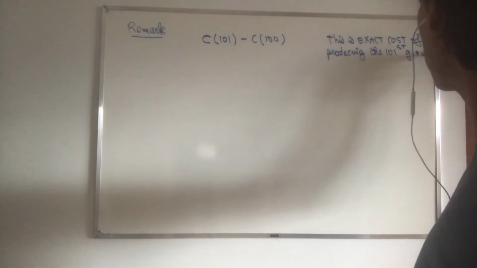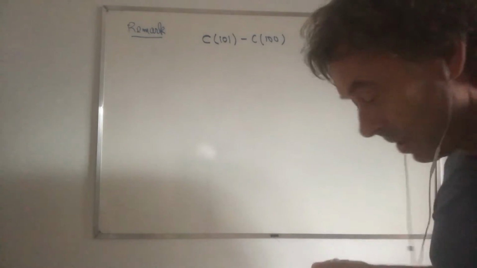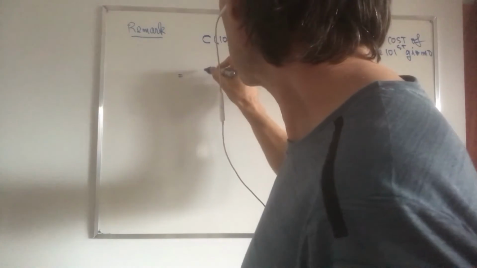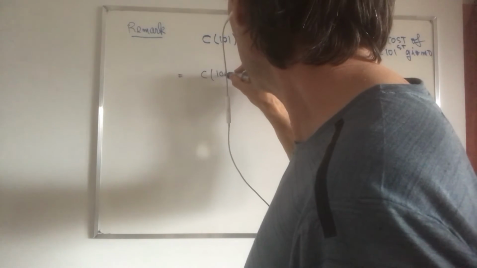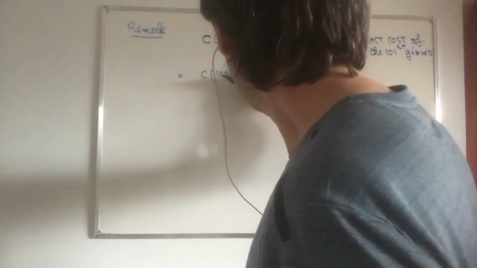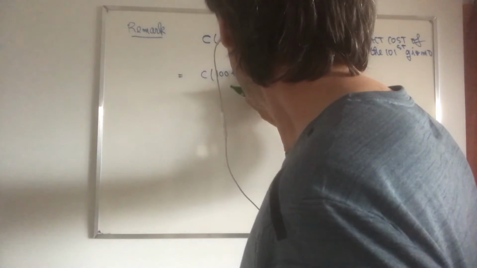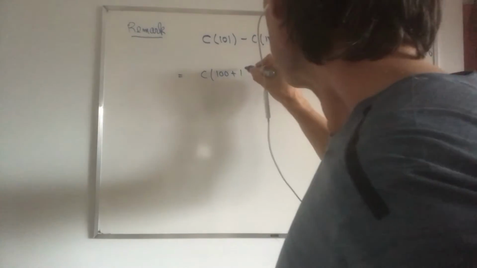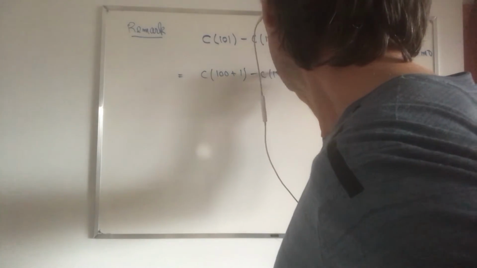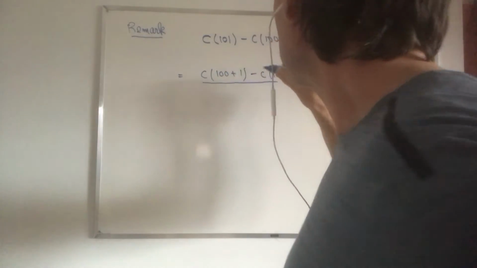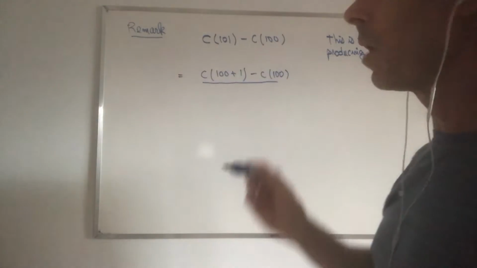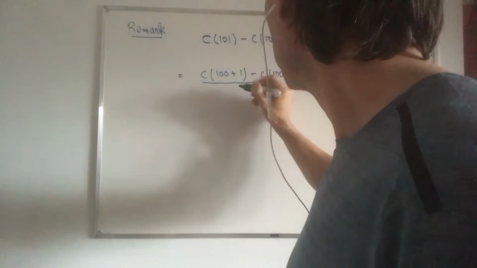All right. Now, this is actually equal to C of, let me rewrite this differently, 100 plus 1. Yeah, I don't like it. 1 comes up, minus C of 100 over what? What is this over? It's over 1, right? Because it's over nothing. It's over 1.